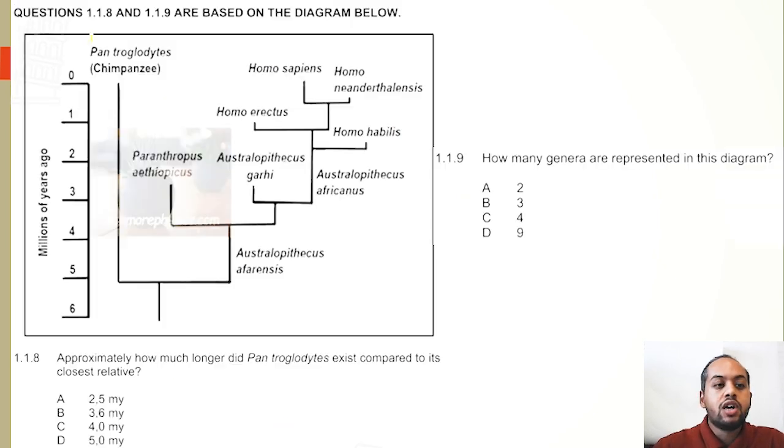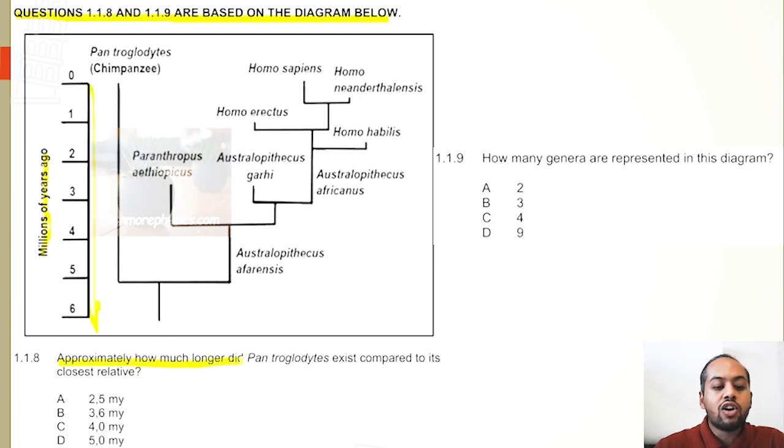The next questions, 1.1.8 and 1.1.9, are based on the diagram below. So we have our phylogenetic tree along with a little timeline here in millions of years ago. And we see it is moving from 0 and it's going down all the way to 6.